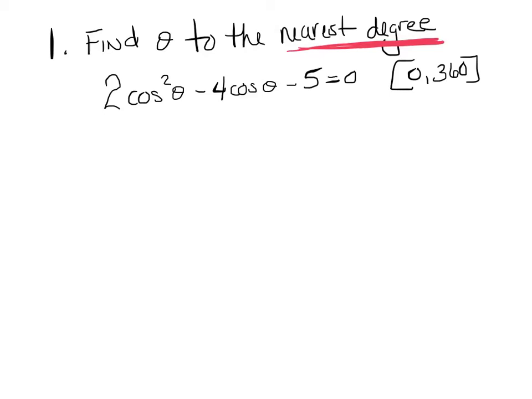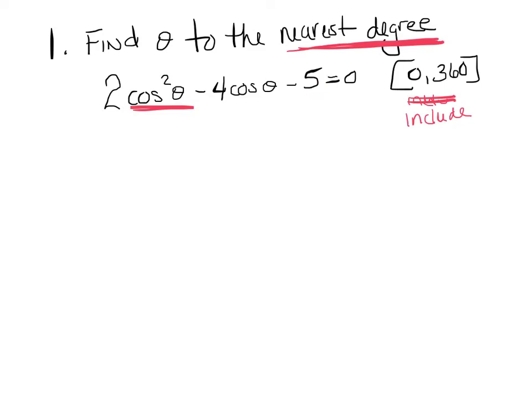Now remember, brackets mean include. So you can include 0 and you can include 360. And lastly, before we dive in, I just want to be careful on how we read this. This actually says cosine squared theta. Read it in the order you see it. You see cosine, then you see a squared, then you see theta. Cosine squared theta. Okay. So my equation is set equal to 0.